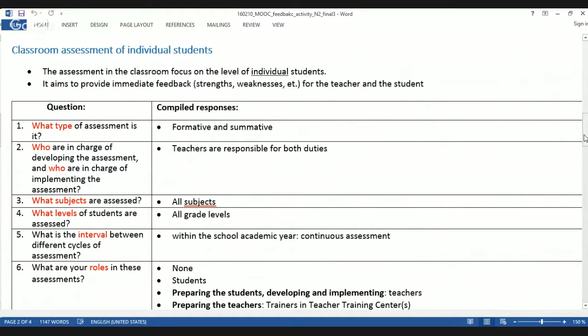First, what type of assessment is it? Second, who is in charge of developing and who is in charge of implementing? Third, subjects, what has been assessed? Fourth, what levels? And the last was about what frequency. There was another question about your role in this assessment, whether you participate or not, and so on.